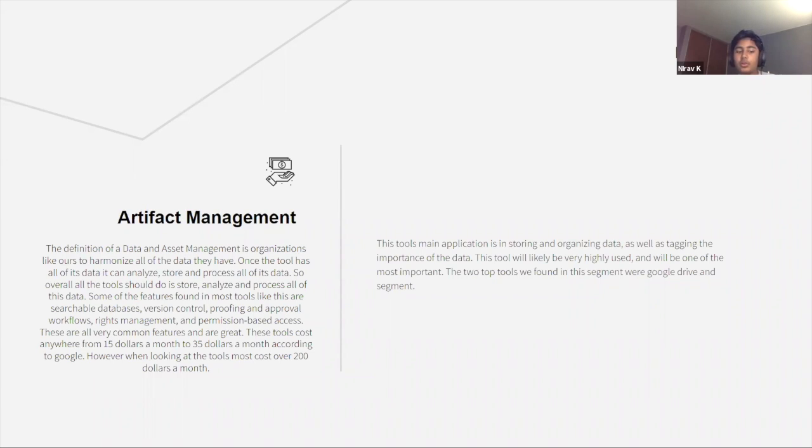These tools cost anywhere from $15 a month to $35 a month, according to Google. However, when looking into it, the tools cost over $200 a month. And the only way to actually find the exact price of this tool would be to talk to them. And at this point, I don't think I would have been able to talk to them. So this is just some research that we did. This is not an exact price.